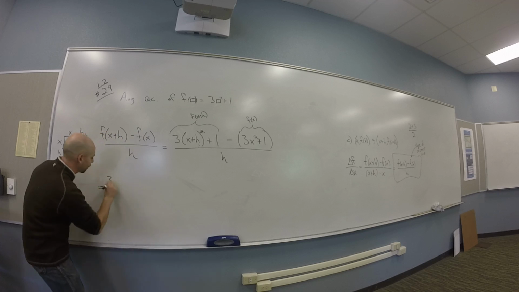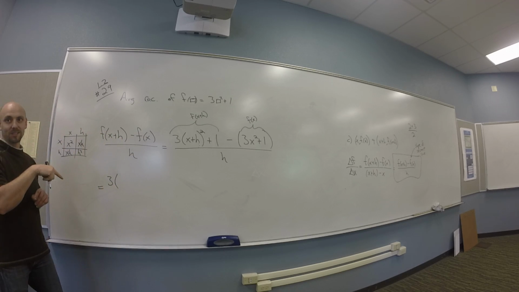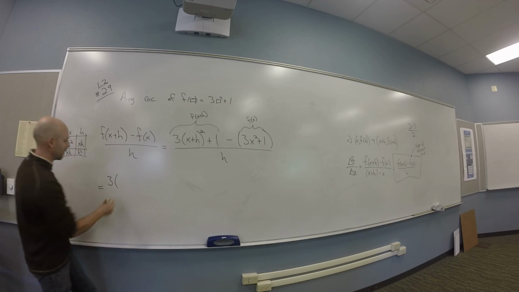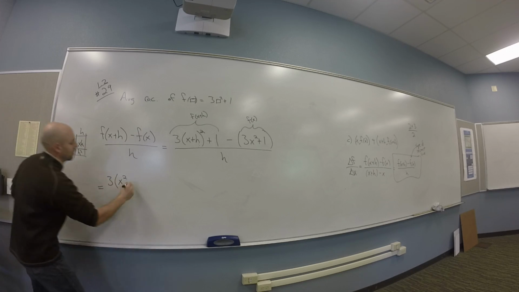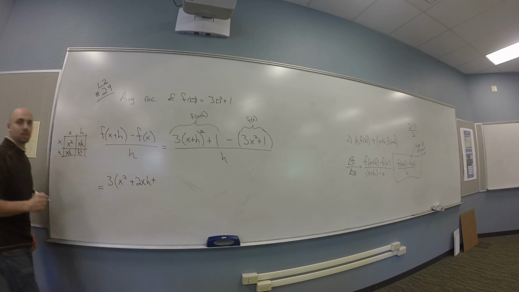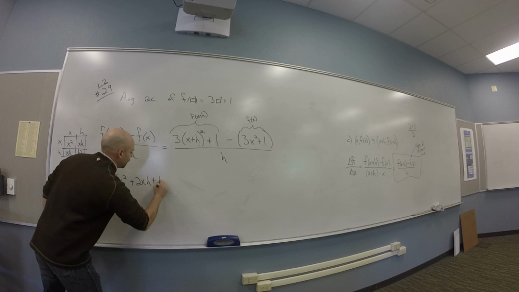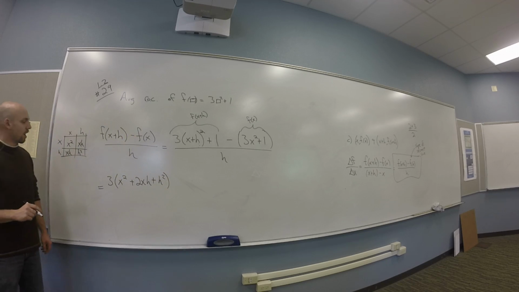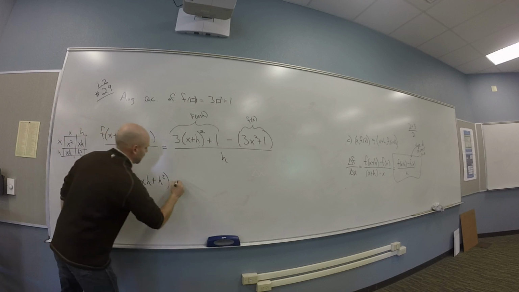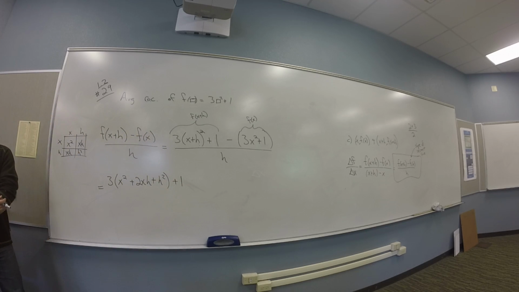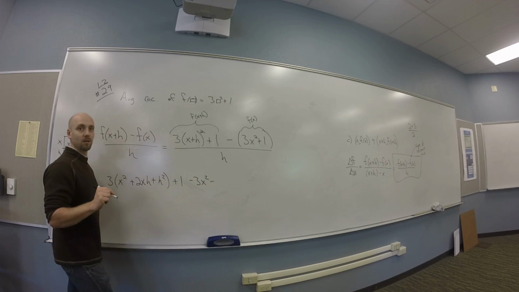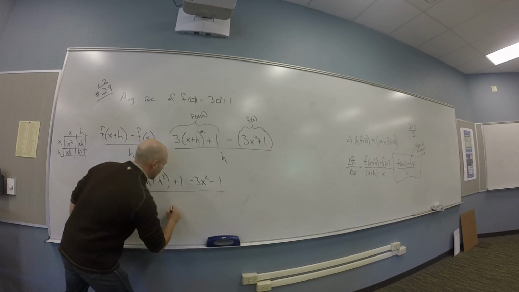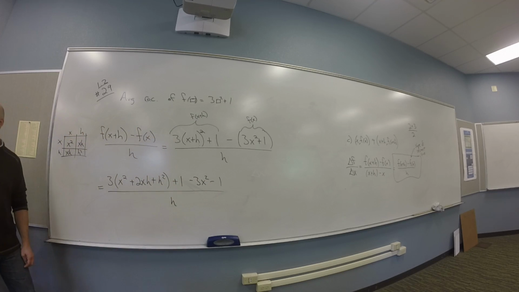Okay, so far I have 3 times, and you still need the parentheses, right? Because you're still going to have to distribute that 3. I got x squared, that's this guy. How many xh's you got? 2. We got plus 2xh plus an h squared. Beautiful. Nice, guys. And then you got, what else? And then there's a plus 1. And then, what can you do with that other stuff? You can distribute the negative. Nice. Distribute the negative sign. So you got a minus 3x squared and a minus 1. And this jazz is all over h still, right? Cool.